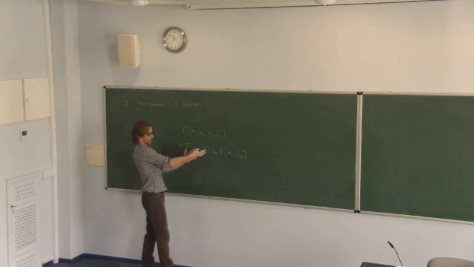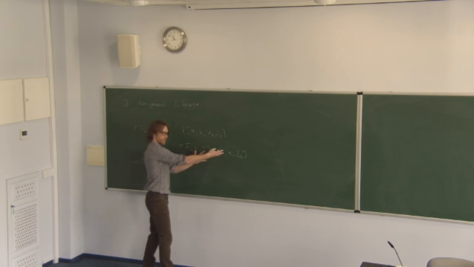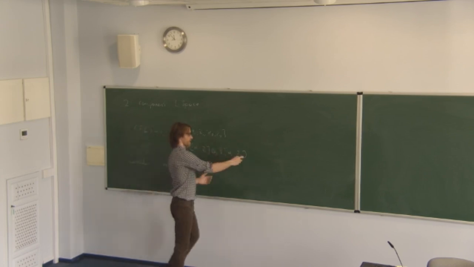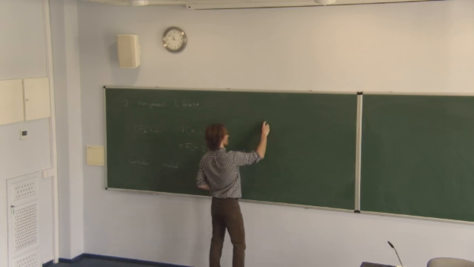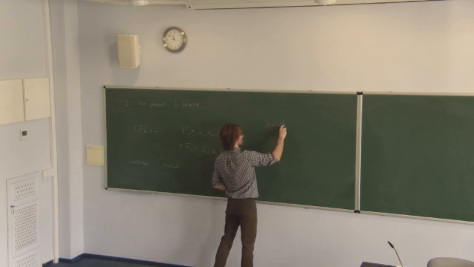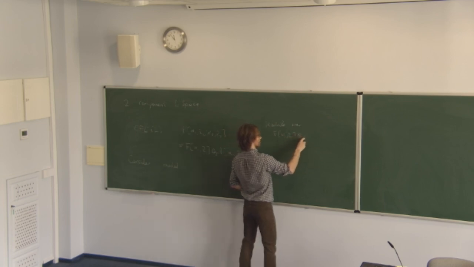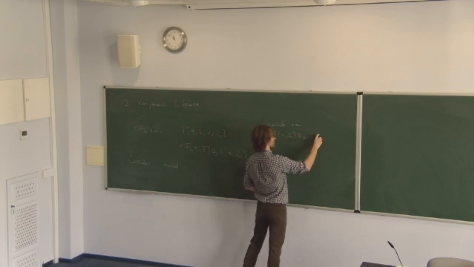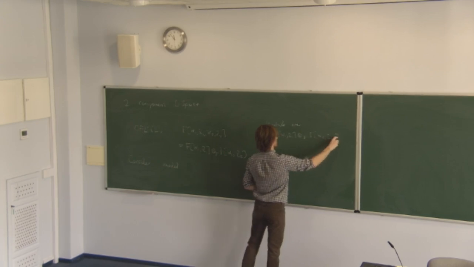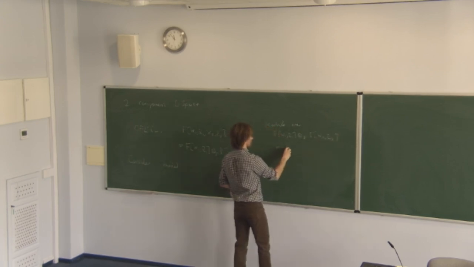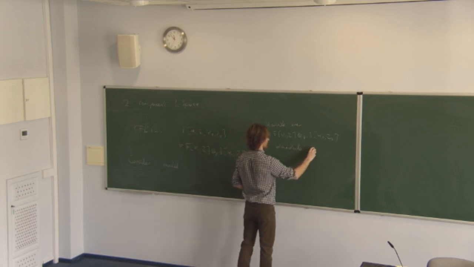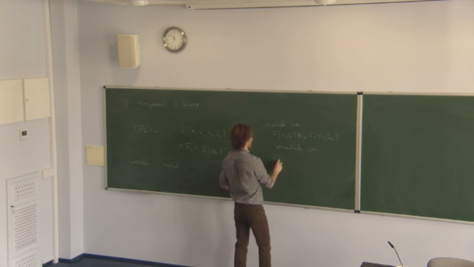Before I tell you what that's going to look like, it is a module over the tensor product of the rings. This is the same as a bimodule. A module over the tensor product of the rings, that's the same as a bimodule over these two rings.